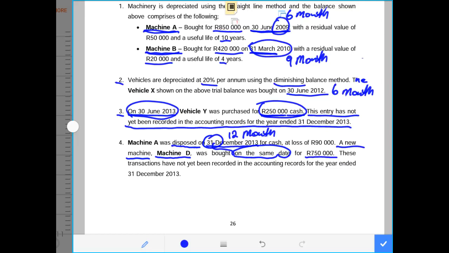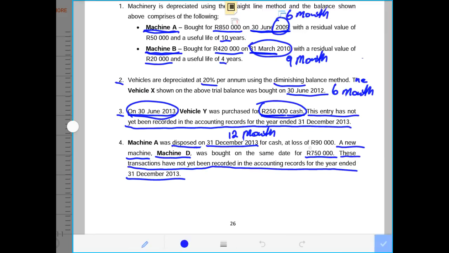That means machine D will not be accounted for depreciation in the year 2013 because it was bought on the last day of the financial year 2013. These transactions have not yet been recorded in the accounting records for the year ended 31st of December 2013.